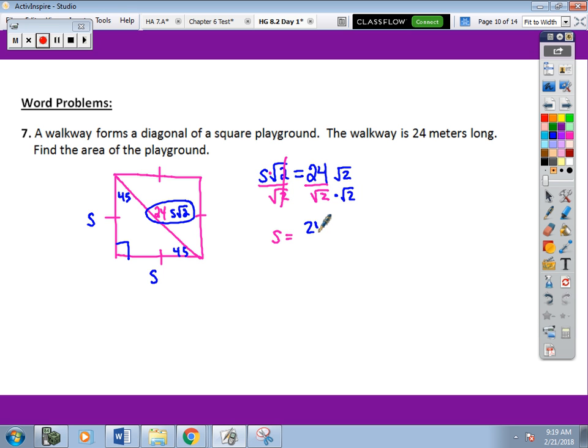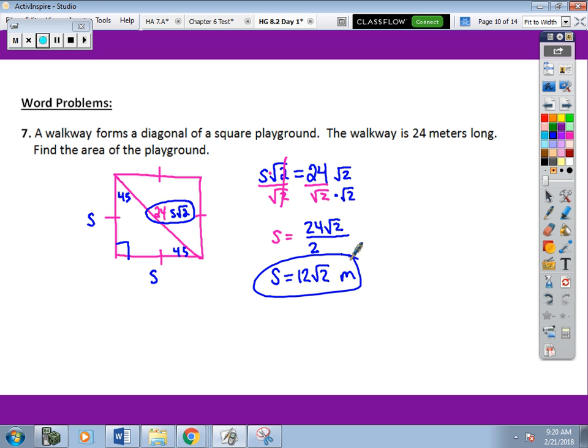So we have 24 root 2 all over the square root of 2 times the square root of 2, square root of 4, which is just 2. Then we can divide those numbers to get 12 root 2. Same answer we got yesterday, if you remember.